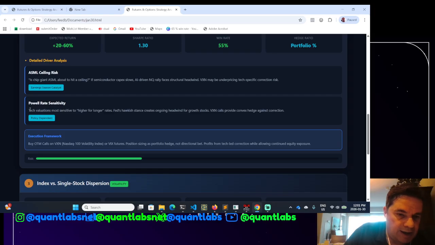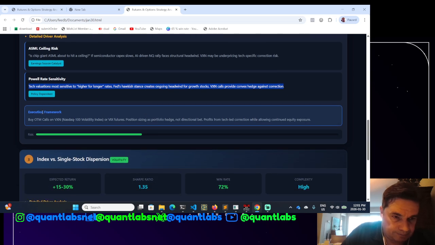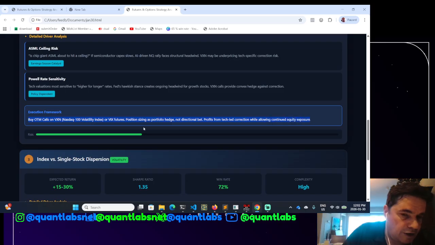Then we have the impact on tech valuations, most sensitive to higher-for-longer rates, which is very possible. The Fed's hawkish stance creates a long, ongoing headwind for growth. VXN calls provide a convex hedge against correction. So again, here's the play. This is your playbook for the options market. I would not recommend this without understanding the principles of options trading, again from that course. OTM calls on VXN.